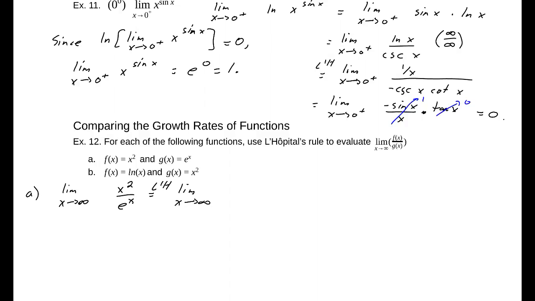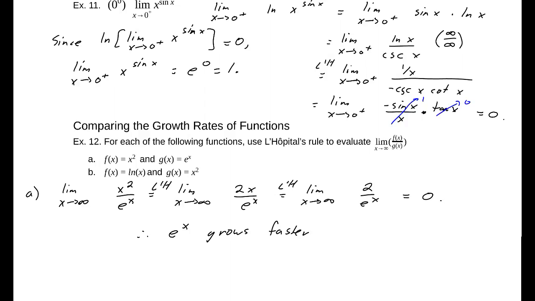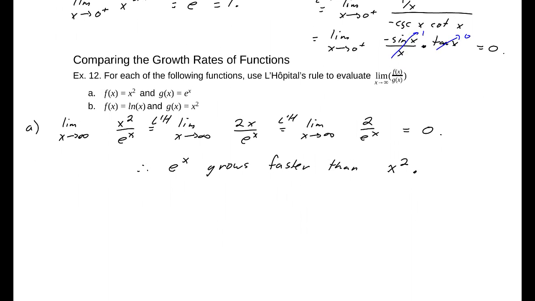So using L'Hopital's rule there, we get the limit of 2x over e to the x. We can still apply L'Hopital's rule. It's still going to infinity over infinity, so that would be the limit of 2 over e to the x, which quite obviously goes to 0. Therefore, e to the x, I don't even need to say the word much there, but e to the x grows faster than x squared, which we sort of know, but we can prove that using calculus.